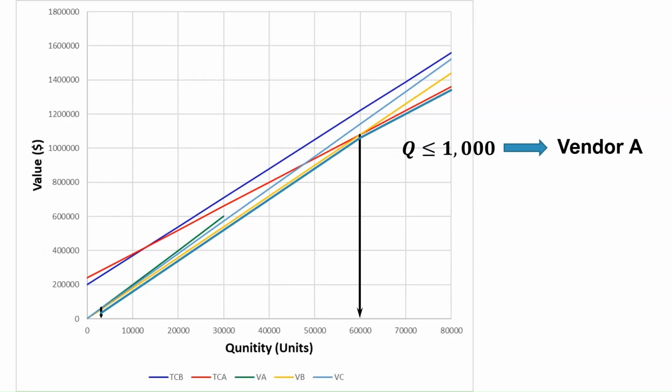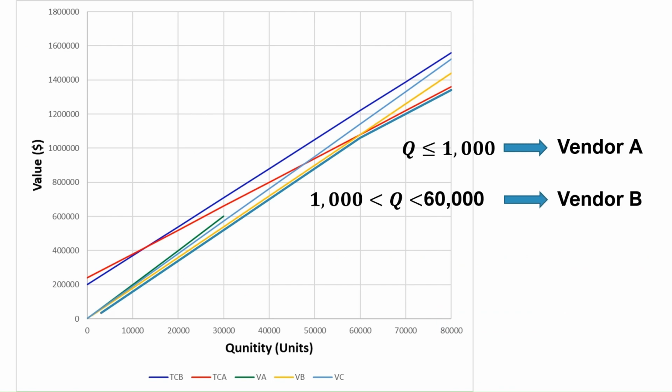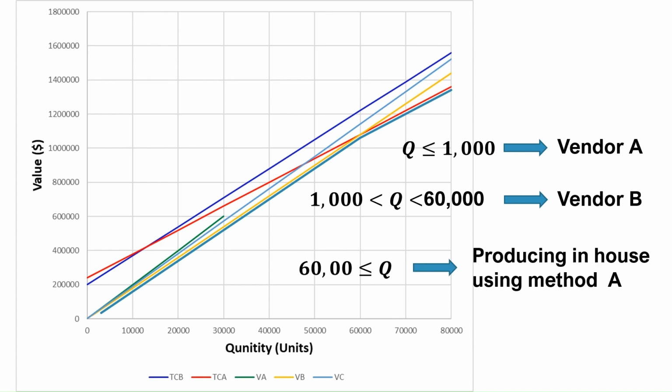From the answer to the first part, vendor A is the best for Q less than or equal to 1,000 units. Vendor B is the best when Q is more than 1,000 units and less than 60,000 units, and producing the item in-house using method A is the best when Q is more than or equal to 60,000 units. So, the remaining two alternatives, which are producing the item in-house using the second method and vendor C, are never the best. In this video, break-even analysis is illustrated and used in different ways.